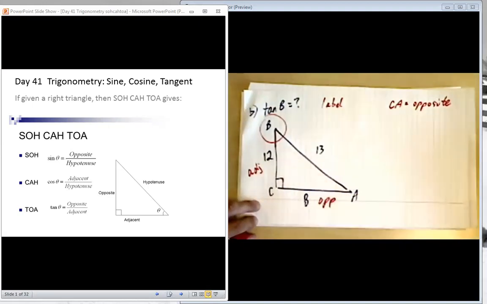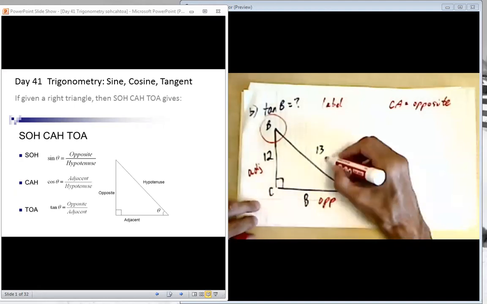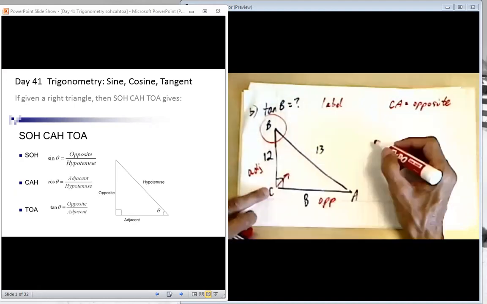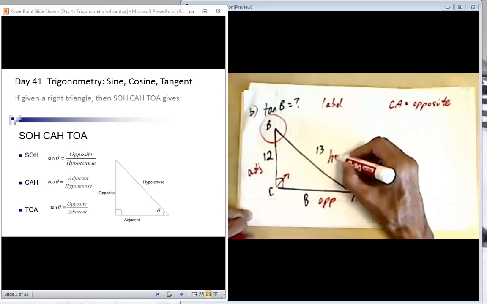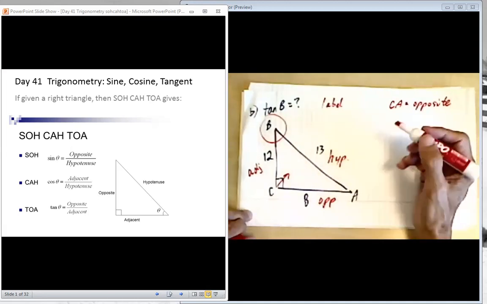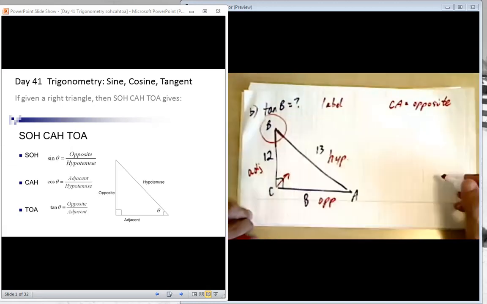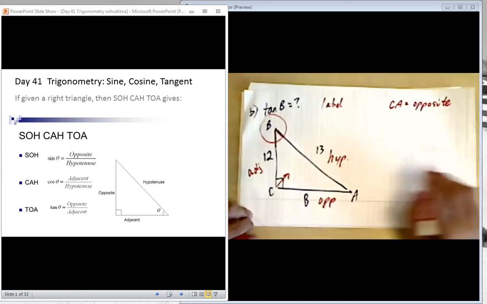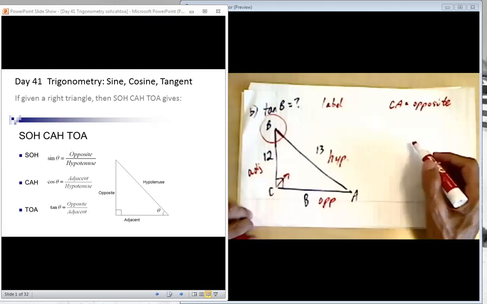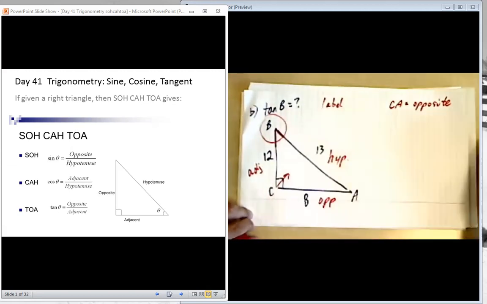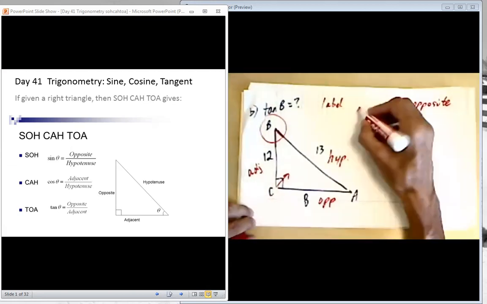Yep, and then 13 being the long side, being pointed at by the 90 degrees, is HYP. And it makes the angle up there at B. Nice. So we got a circle, we got our label. Math styles for labeling there today. What next?